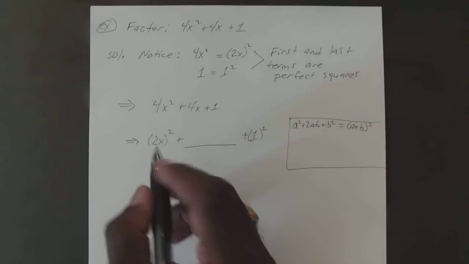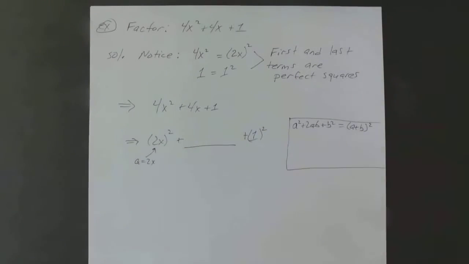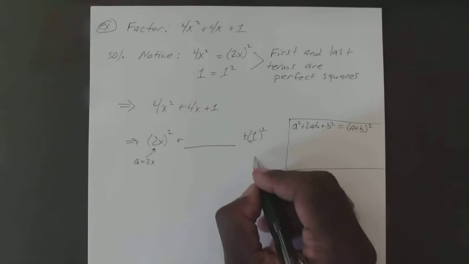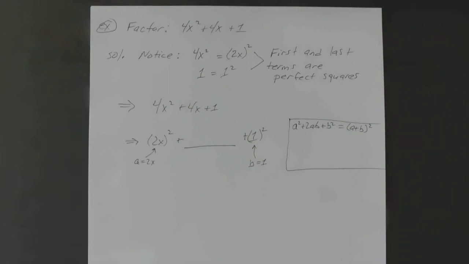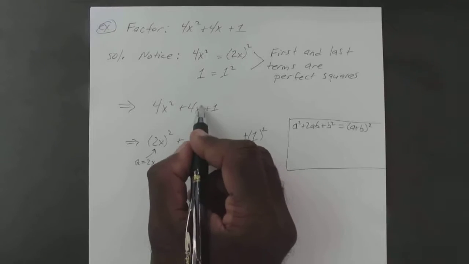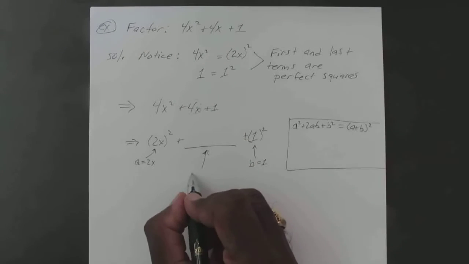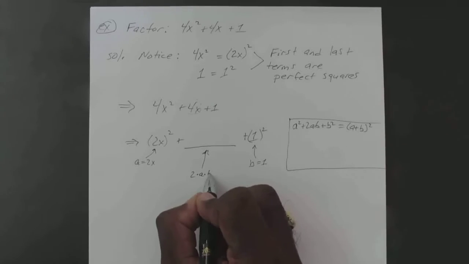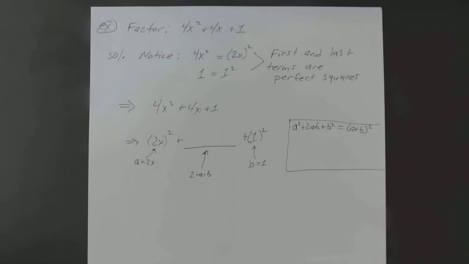Okay, so in order for this to match up, that means this would have to be our a. So our a would have to equal 2x, and our b would have to equal 1. Okay, so that means this middle term here would have to match this one. So that means 2 times a times b would have to give us 4x for that to be a perfect square. Does that make sense?